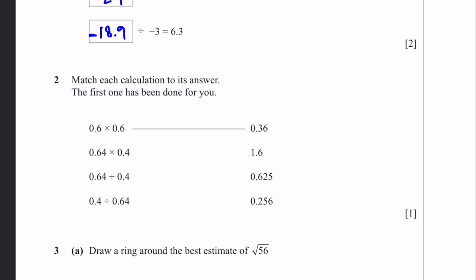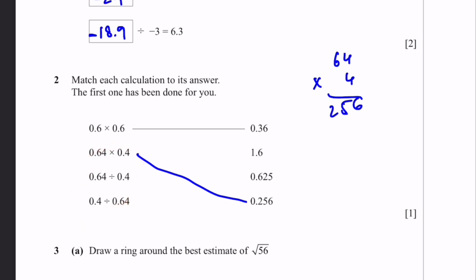Question 2, match each calculation to its answer. The first one has been done for you. 0.6 multiplied by 0.6 is equal to 0.36. 0.64 multiplied by 0.4. So let's do 64 multiplied by 4. And that's equal to 256. There are 3 decimal places here, 2, 1. And so it's equal to 0.256.